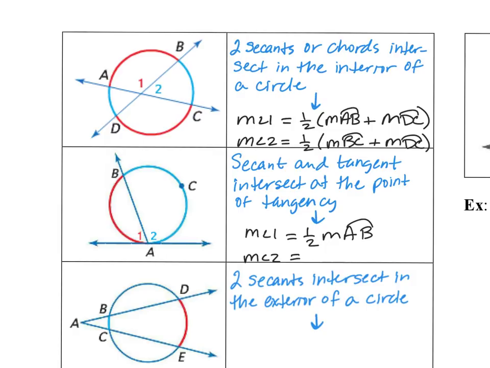So to find the measure of angle 2, we will take 1/2 the measure of arc ACB.